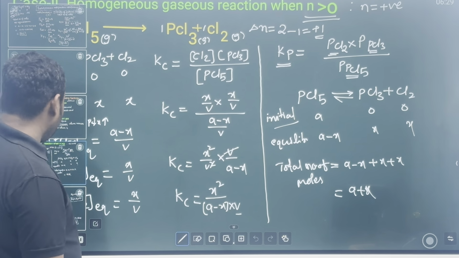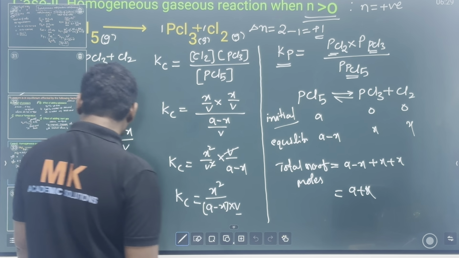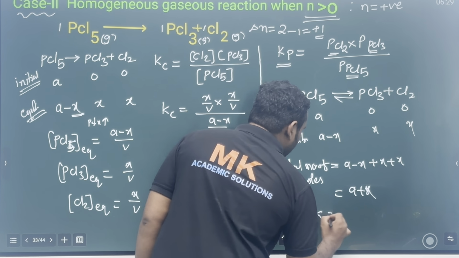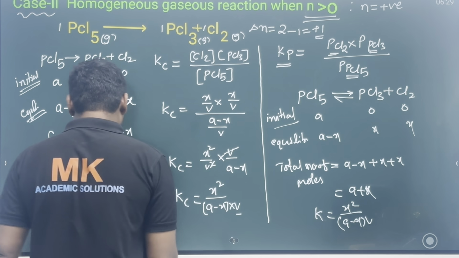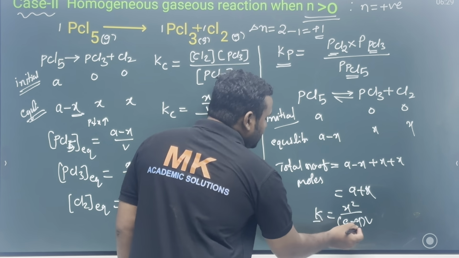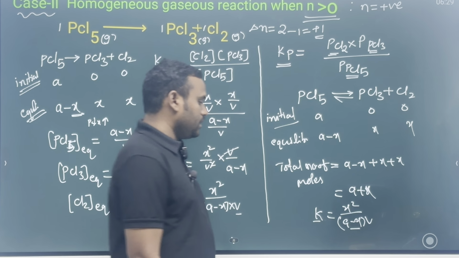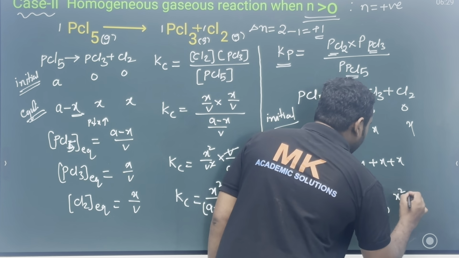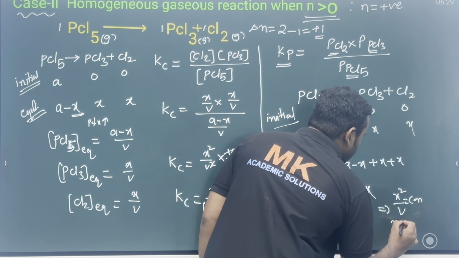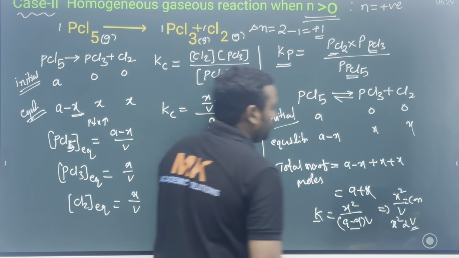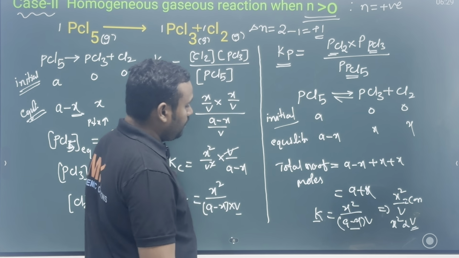Here Kc is equal to x square by (a minus x) into v. See here, make K constant, and a minus x and a also constant. So x square by v is equal to a constant, which means x square is directly proportional to volume. Consider volume is going to increase.